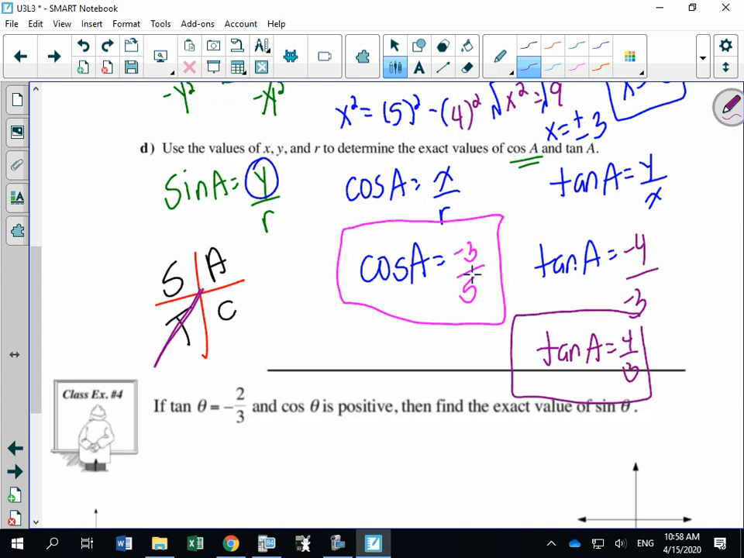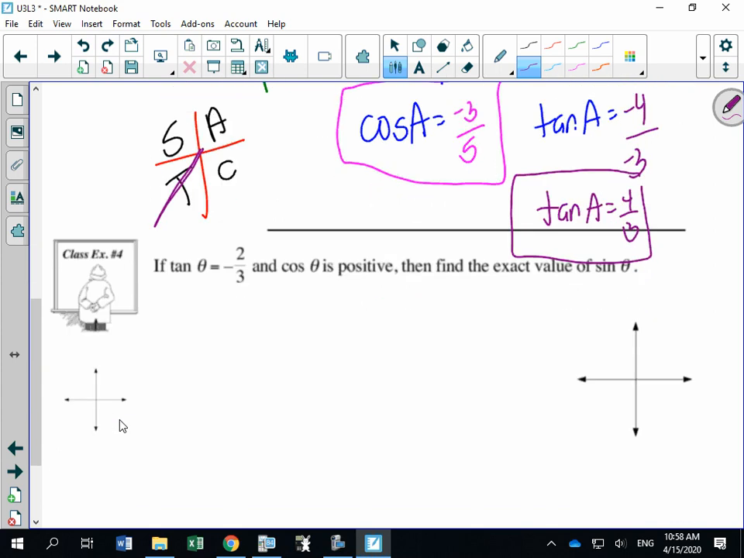Rewatch that video if you're unsure, but class example 4, which we'll now do, is very similar. Okay. So the tan of theta is equal to -2 over 3. So they're not telling me what quadrant this is. We have to use our CAST rule.